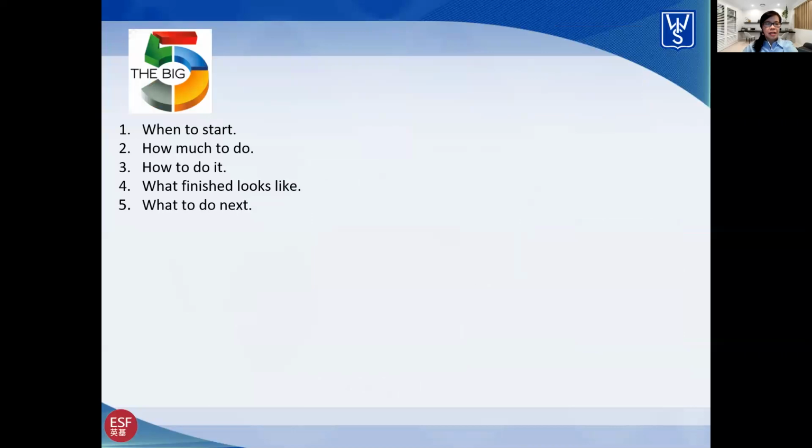The next one is the big five. Five questions to ask to ensure that your child can answer them to help with starting the task. When to start it, how much to do, how to do it. What does finish look like? And what do I do next?